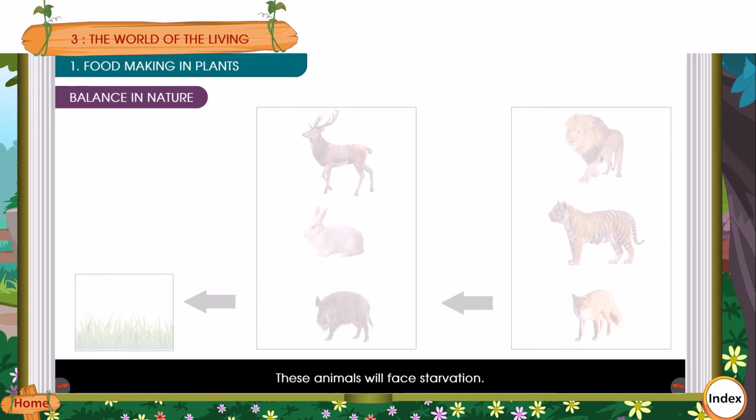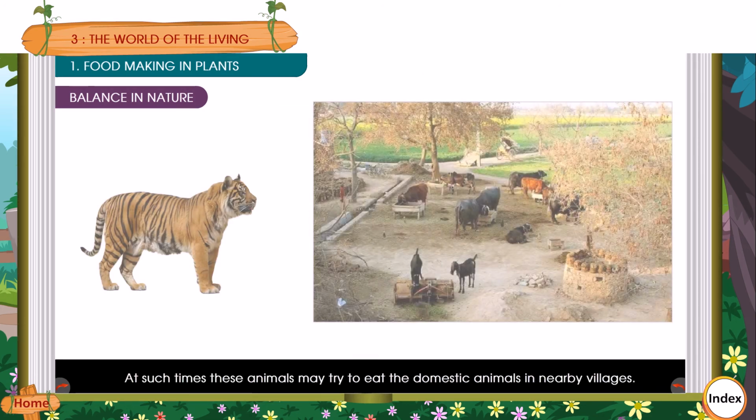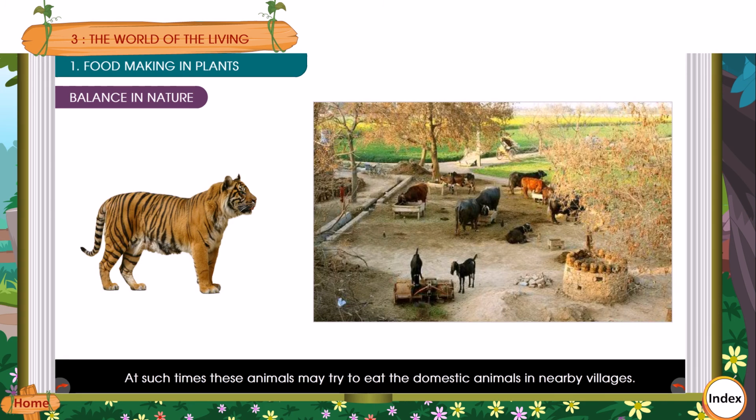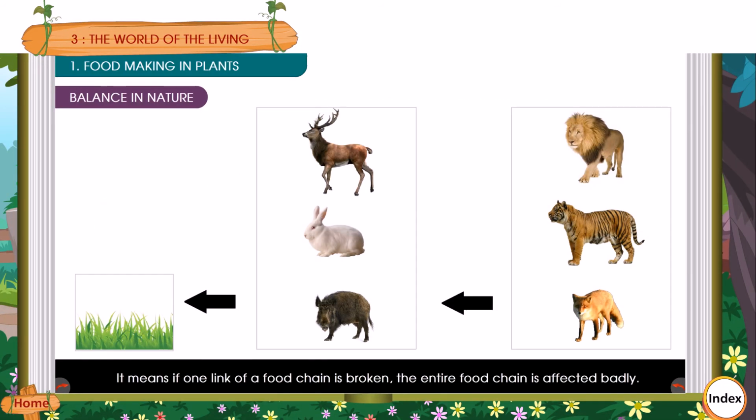These animals will face starvation. At such times, these animals may try to eat the domestic animals in nearby villages. It means if one link of the food chain is broken, the entire food chain is affected badly.